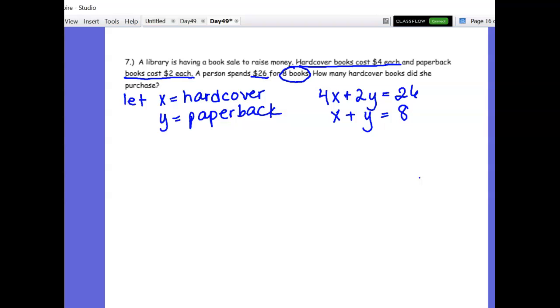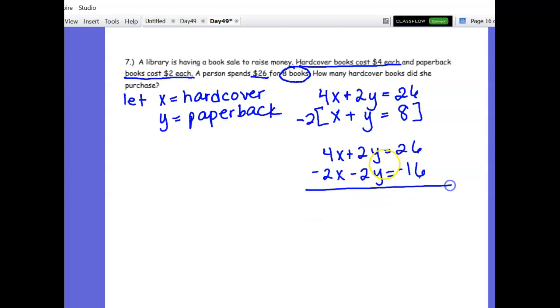And now you solve. So since we had elimination today and we learned how to do elimination, let's solve this one with elimination. I'm going to take the second equation and multiply everything by -2. Okay? Then I get -2x minus 2y is equal to -16. So when I eliminate my two y's here, I get 4 minus 2 is 2x, and then 26 plus a -16 is going to give me 10. So when I divide by 2, my x is 5.